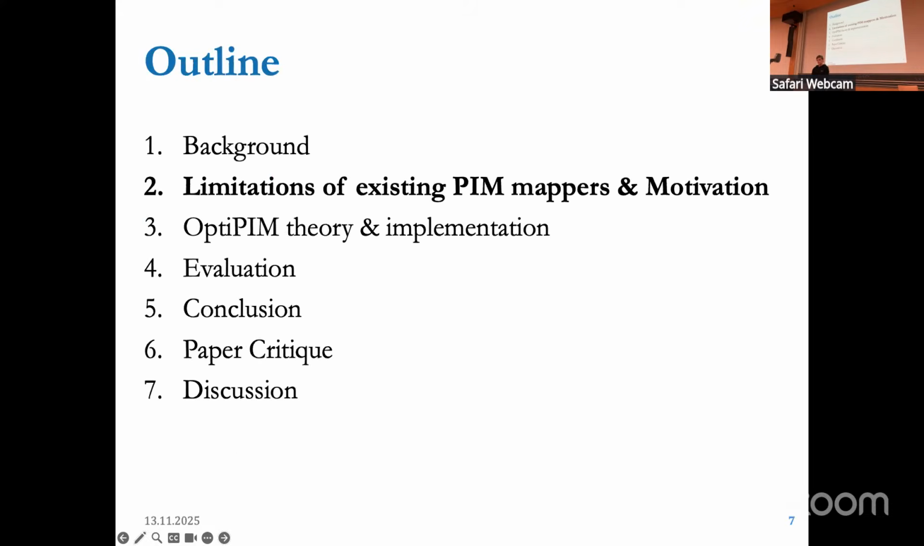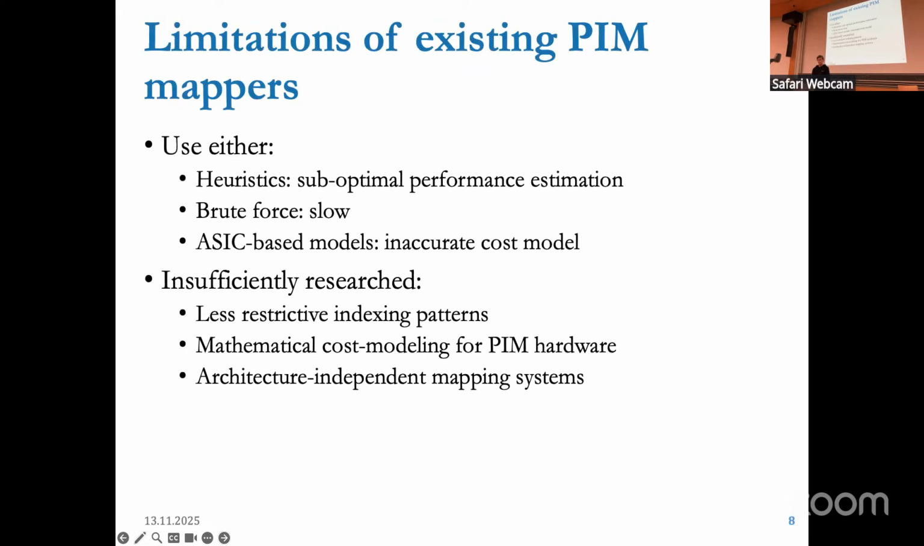So what are the limitations of current PIM mappers? When they use heuristics, they estimate the cost based on a few heuristics, but this is suboptimal because they don't take into consideration all the facts about processing in memory and the specific architecture they're using. Some of them also use brute force, which is slow and can take up to hundreds or thousands of compute hours to generate the mappings for one compute model.